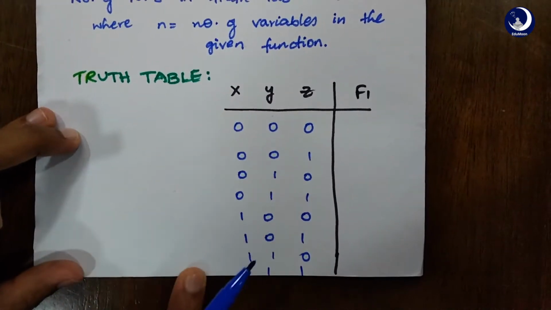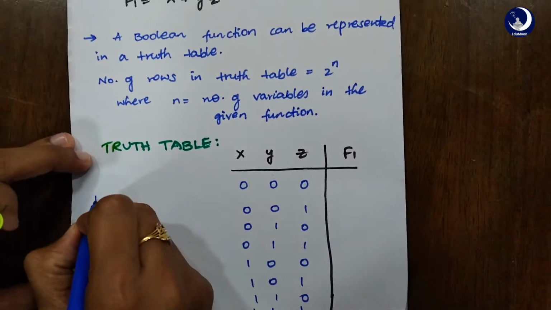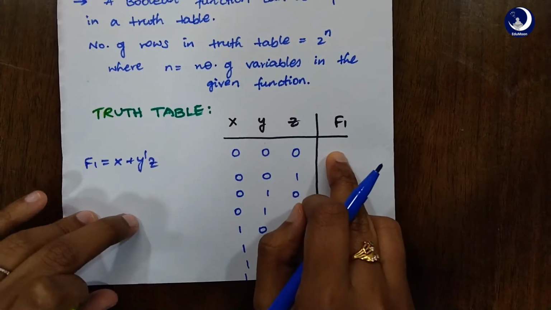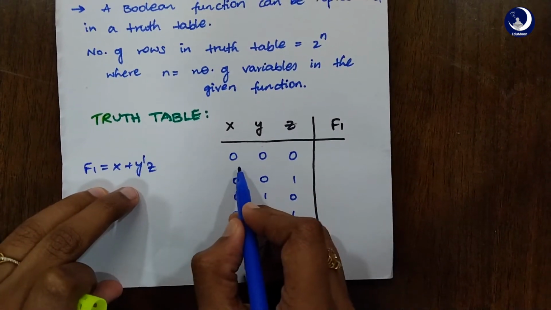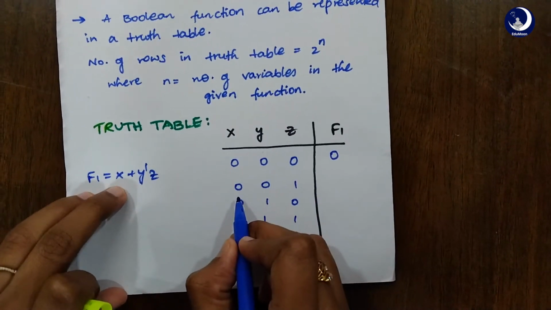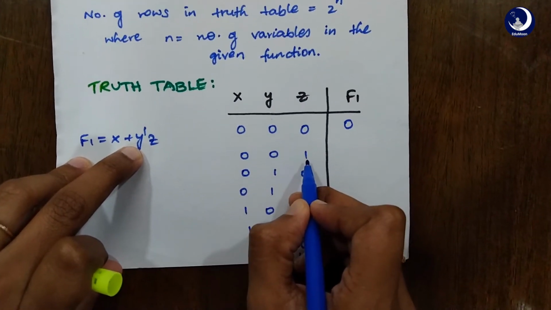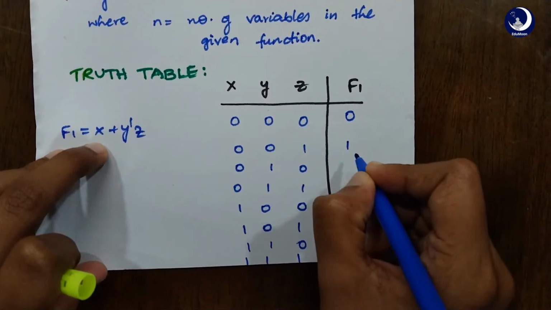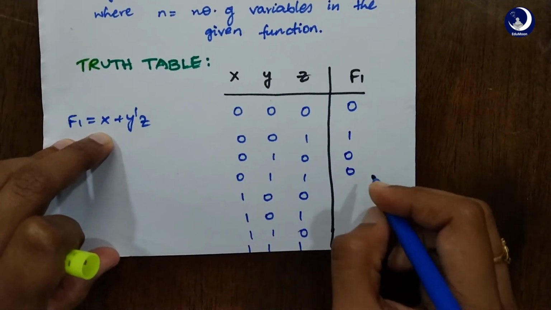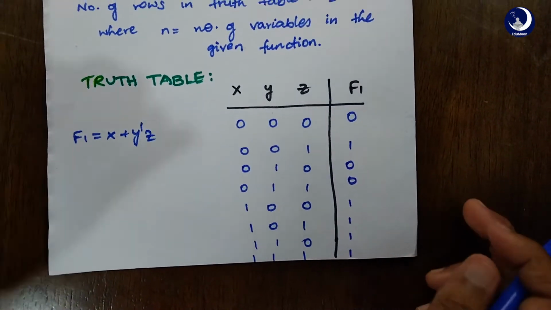I hope you know all these values right from the basics. Now, how can your f1 value be determined? As we have the function f1 equals x plus y bar z, from this we need to find the values. So if x is 0 and y is 0 and z is 0, your value is 0. If x is 0 and y is 0, it means y bar is 1 and then again a 1. So 1.1 equals 1, plus a 0, which equals 0. In a similar way, you can write all these values. I'll just mention them because I have already done that. You can pause the video and cross check your values.